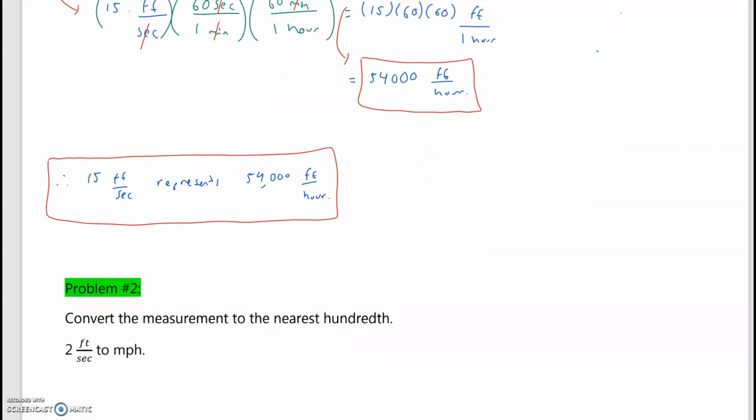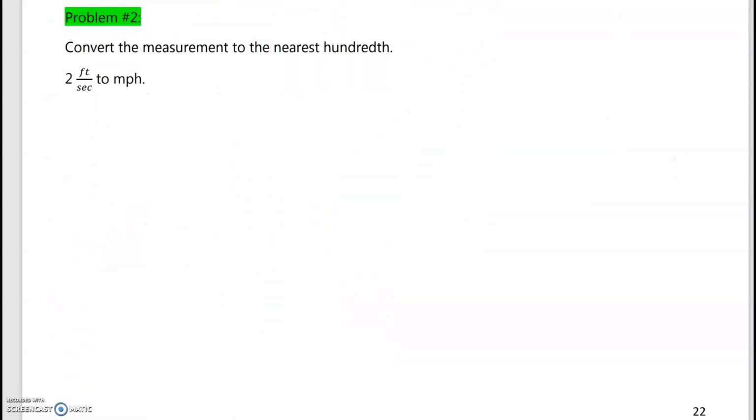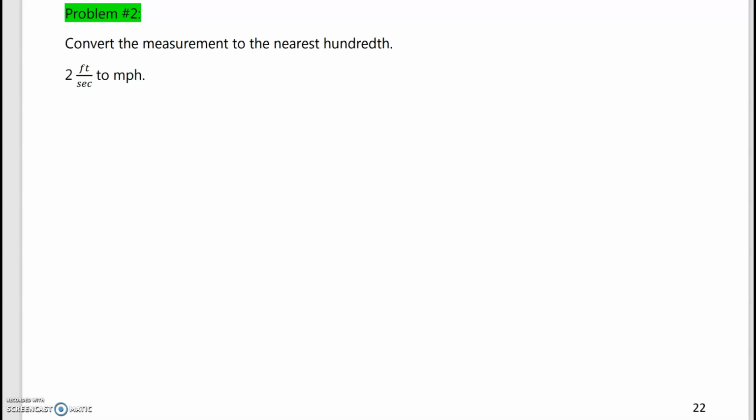Let's take a look at problem 2. In problem 2, we have the same units, feet per second, but we're changing to miles per hour. So this one's going to require 2 conversions. Let's first change the measurement to hours and then to miles. So we have 2 feet per second, and we already did this one on the problem above, but let me do it in green.